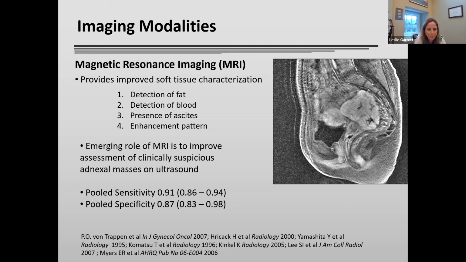Again, it also can help with fat and blood and ascites and enhancing, right? So that's the other thing, dead versus not dead. This is not a lecture on fibroids and ruling out leiomyosarcoma, but that's where, when they look at enhancement, they're talking about the enhancement. So you have to order an MRI with contrast in order to know whether something enhances. And so that is a very important part of the MRI report.